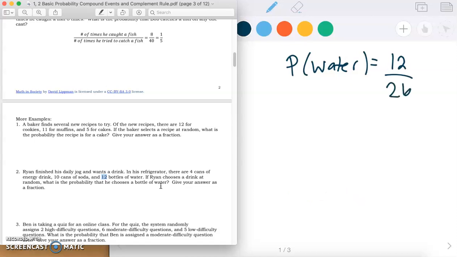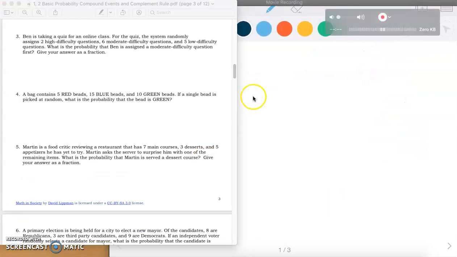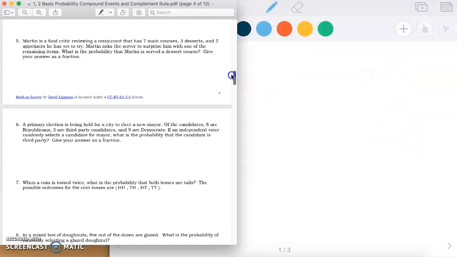But that can be reduced, right? So let's go ahead and reduce that a little bit. Let's divide both by 2. We're going to get 6 over 13. So it's a little under half, right? All right. Numbers 3 and 4 are very similar to 1 and 2. So let's get down to number 5.